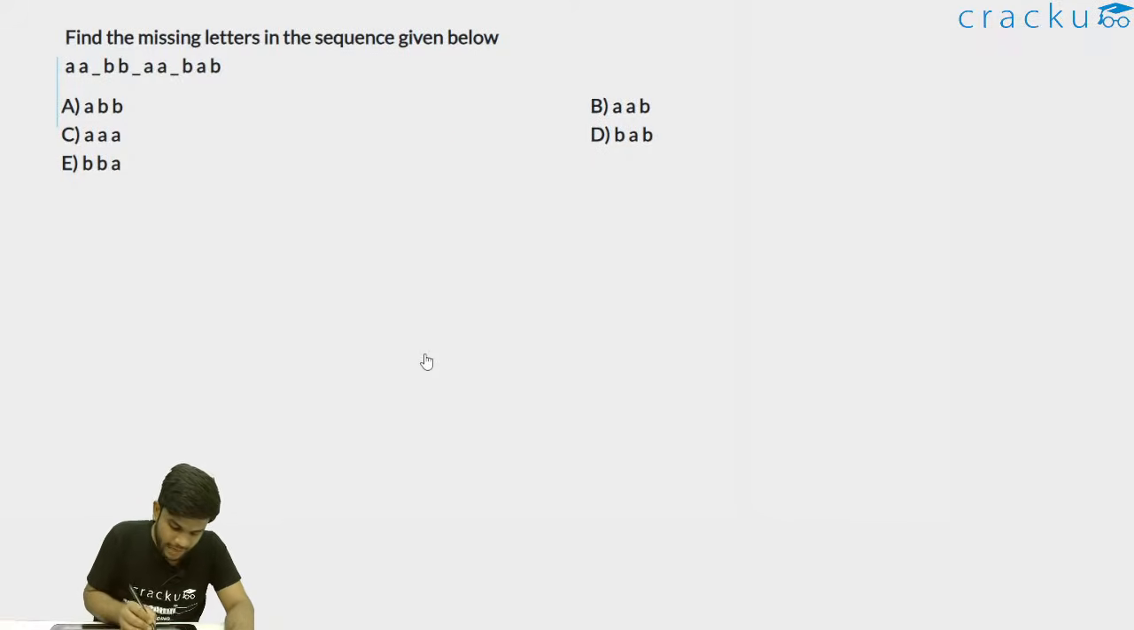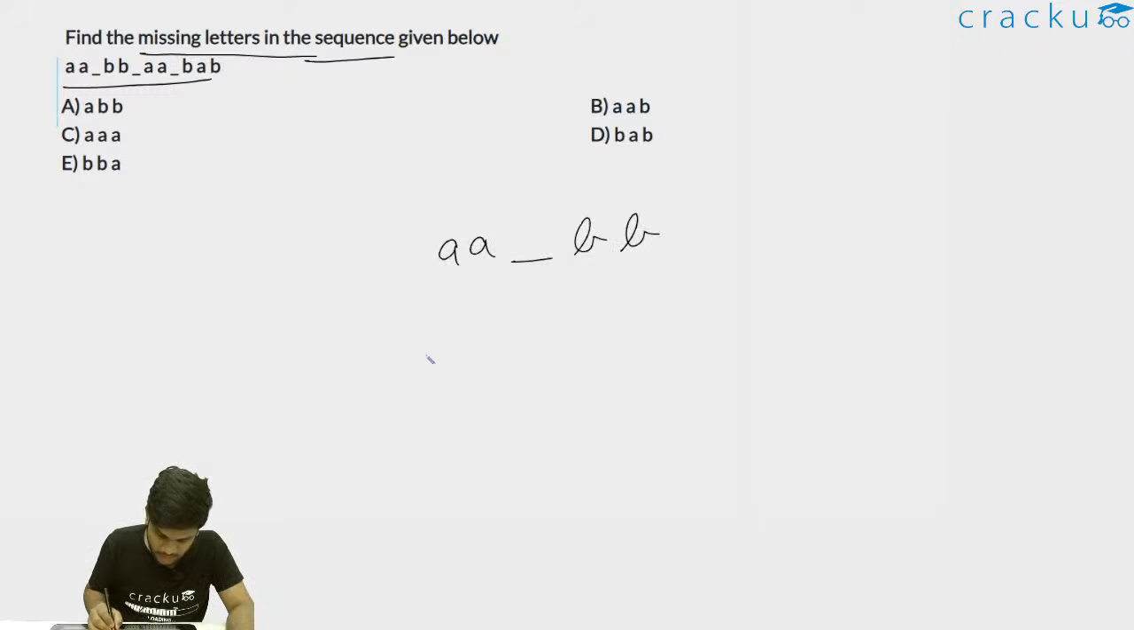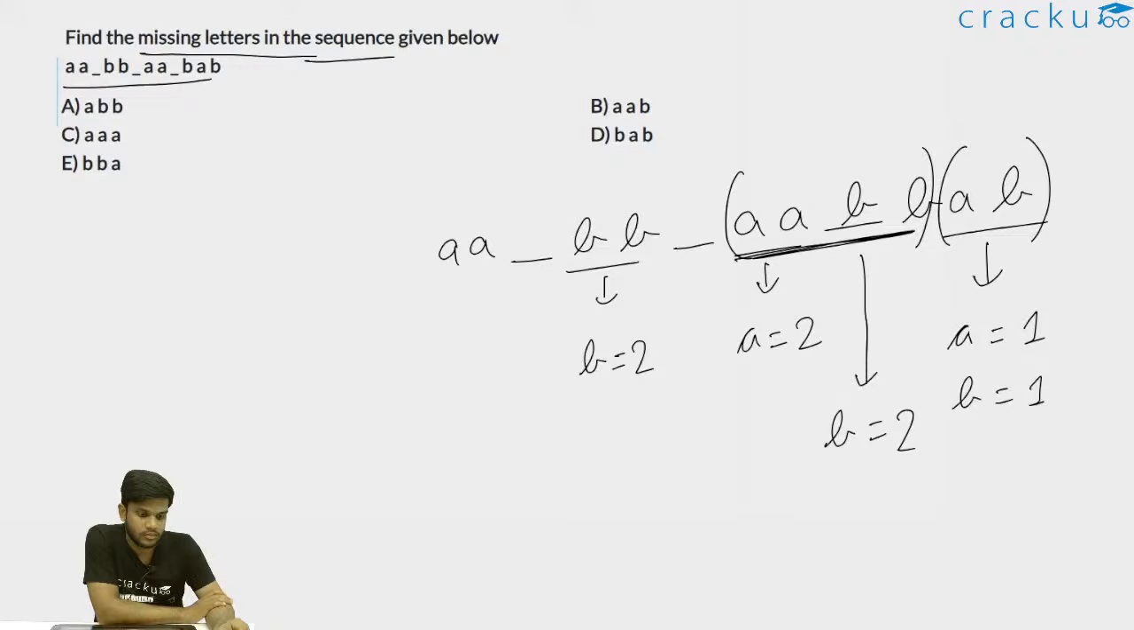In this question, we have to find the missing letters in the given sequence. So here the sequence is A dash, B dash, A dash, B, A.